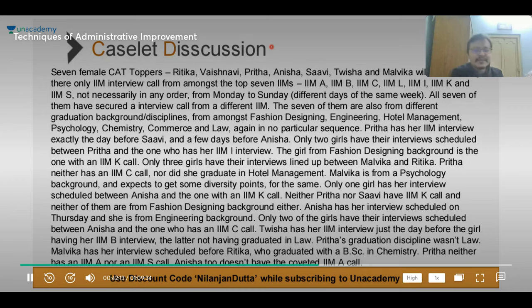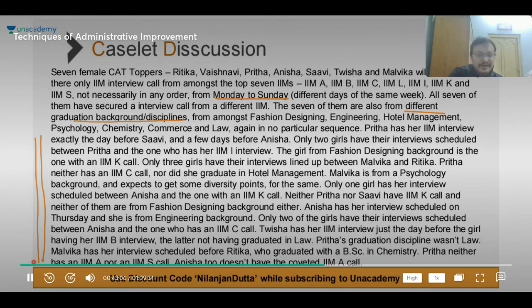So here we have seven female CAT toppers: Ritika, Vaishnavi, Preeta, Anisha, Savi, Twisha, and Malvika. They'll be attending their only IIM interview call from the top seven IIMs. The IIMs are A, B, C, L, I, K and S, and the interview dates are from Monday to Sunday in that sequence. We, however, do not know who had a call from which IIM, what was the name of that topper, which day that topper's interview was, and also the fact that they are from different graduation disciplines like fashion designing, engineering, hotel management, psychology, chemistry, commerce, and law. So you have the following information, using which you need to be able to solve the entire set.